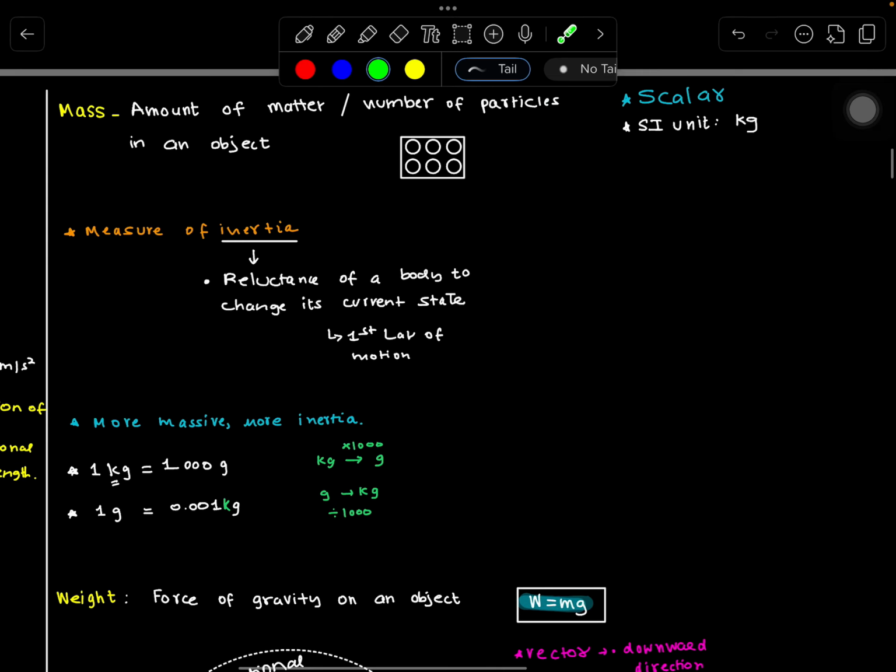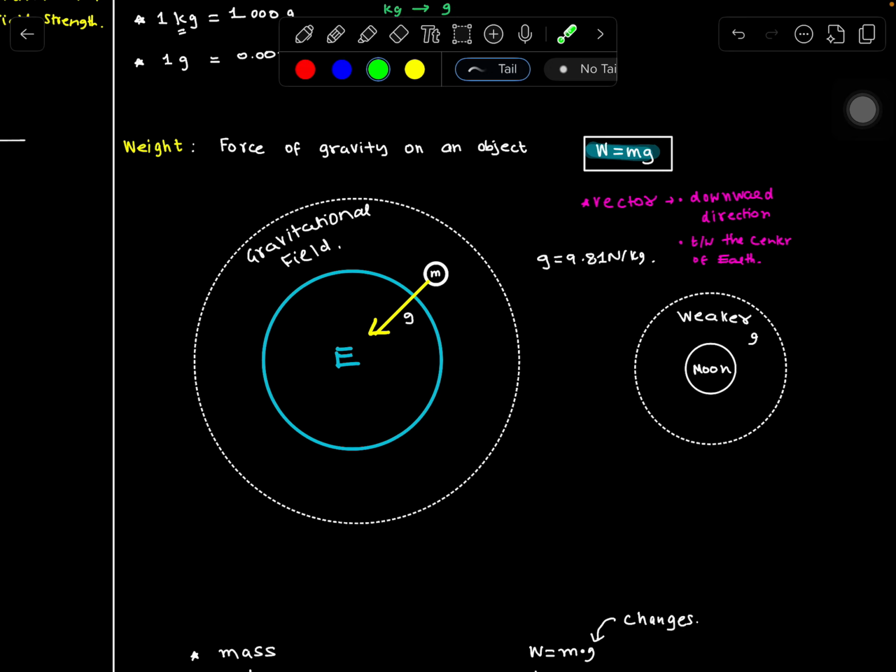Next, weight is the force of gravity on an object with mass m. We have this formula W equals mg, and it's a vector quantity. The direction of weight is always towards the center of the planet or the attracting body, and every mass has this attractive force. The larger the mass, the more force it applies on another mass to attract it towards itself.